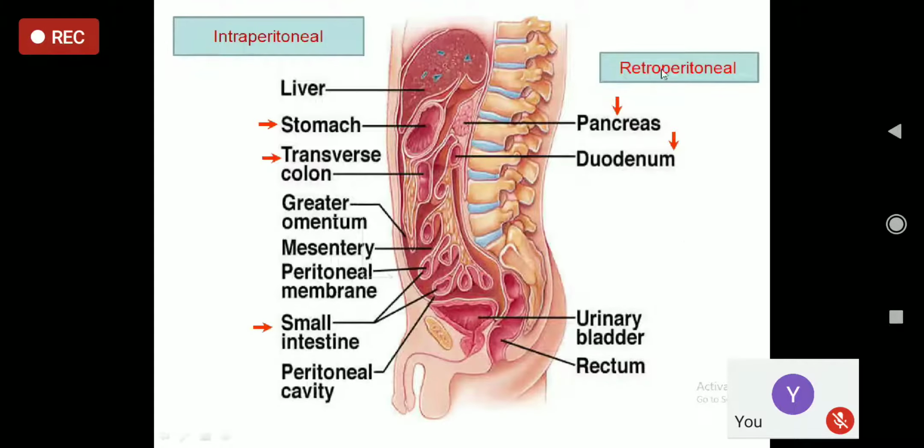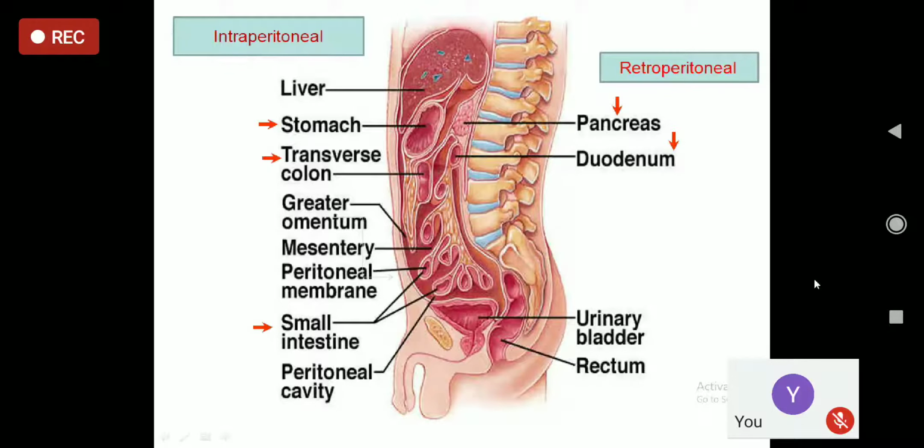Here we can see the retroperitoneal pancreas. Here we can see the fold of the peritoneum in front only, the duodenum, and some part of the rectum, the upper part of the rectum here. And the intraperitoneal organs: here we can see the mesentery holding the small intestine, the transverse colon by the transverse mesocolon, and the stomach by the lesser and the greater curvature. So they are the intraperitoneal structures, and these are the retroperitoneal: pancreas, duodenum, and some portion of the rectum.